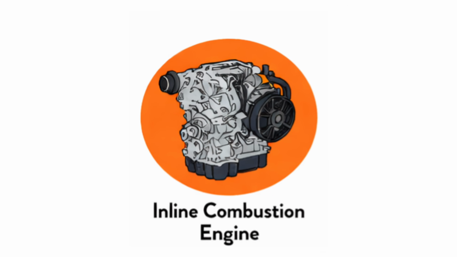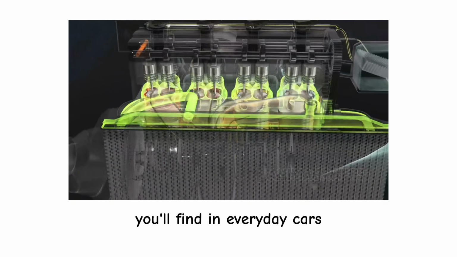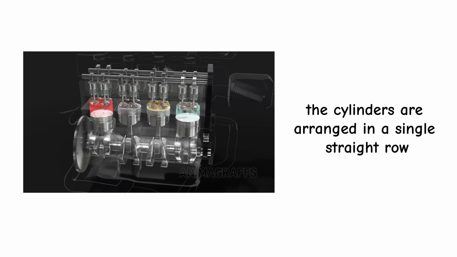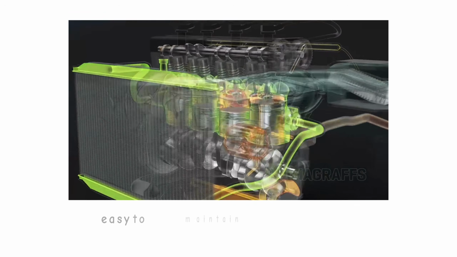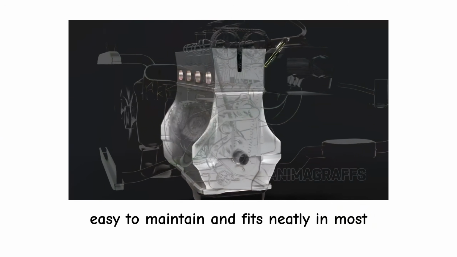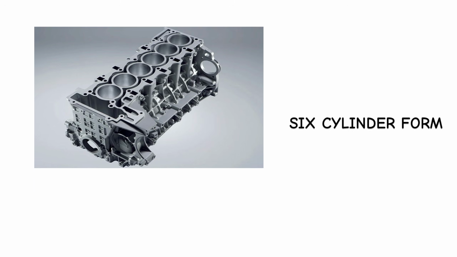Inline combustion engine. This is the most common engine layout you'll find in everyday cars. The cylinders are arranged in a single straight row, all sitting in line with each other. It's simple to build, easy to maintain, and fits neatly in most engine bays. You'll typically see it in 3, 4, or 6-cylinder form.